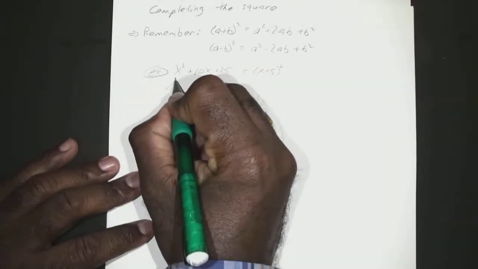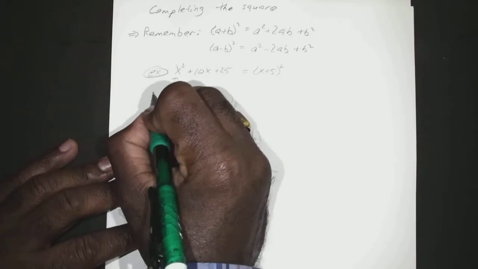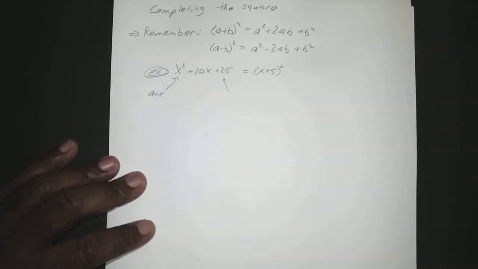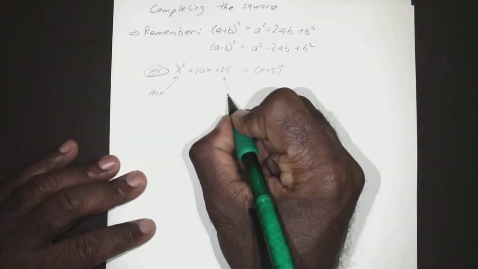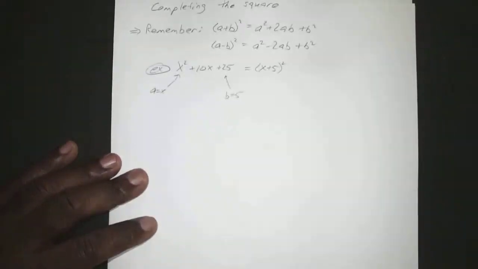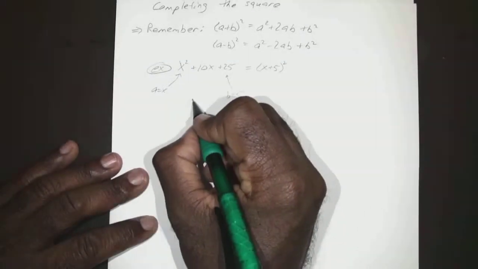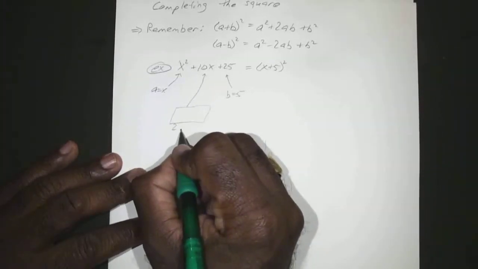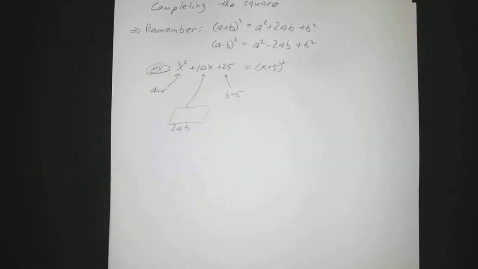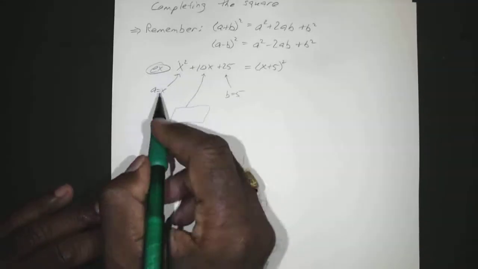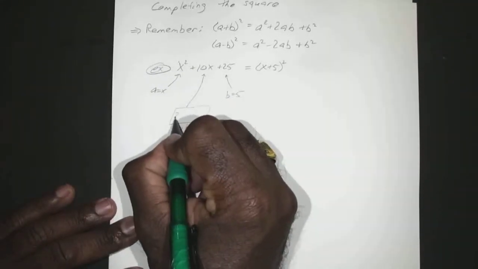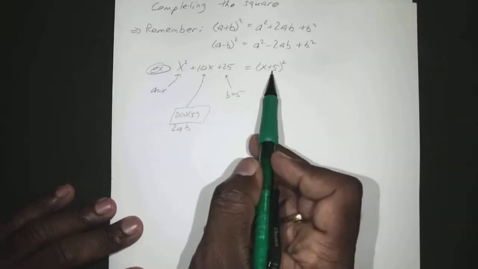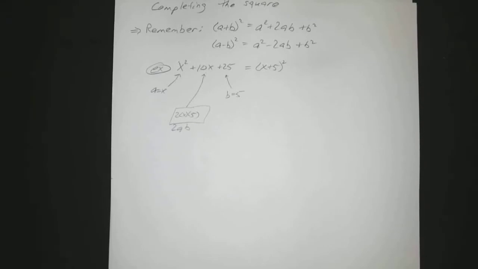Simply because if you let your a equal x, since 25 is 5 squared, make your b equal 5, then that means the middle term has to equal 2 times a times b. Since it does, you have 2 times x times 5, which gives you your 10x. You can just rewrite it that way.